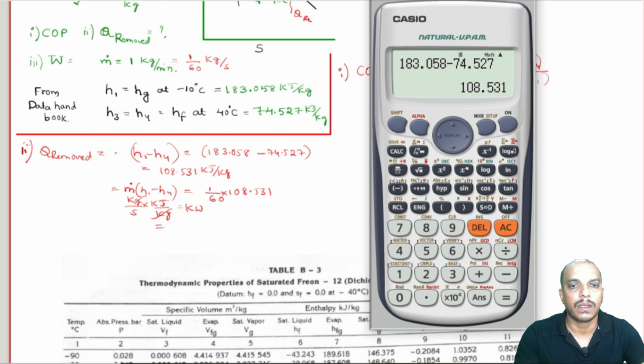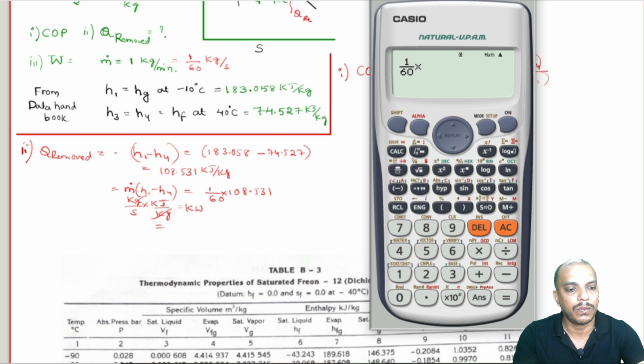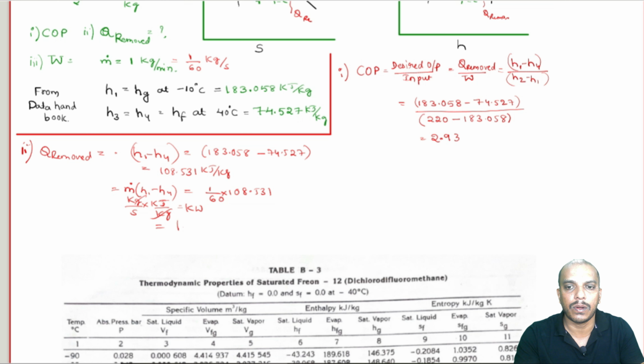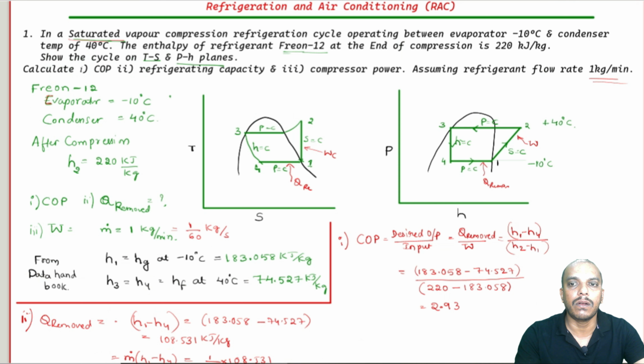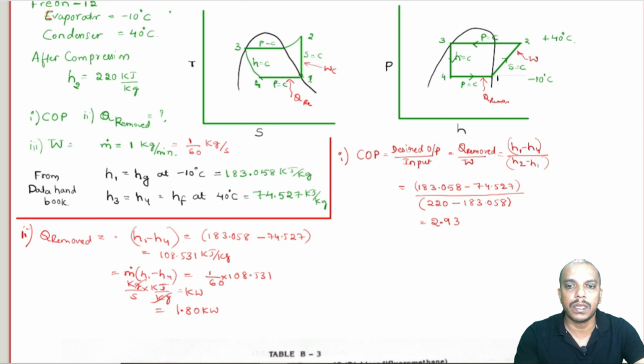1 by 60 into 108.531 gives 1.80 kilowatt. Now, let us go to sub question 3: work applied to the compressor. I mean power.